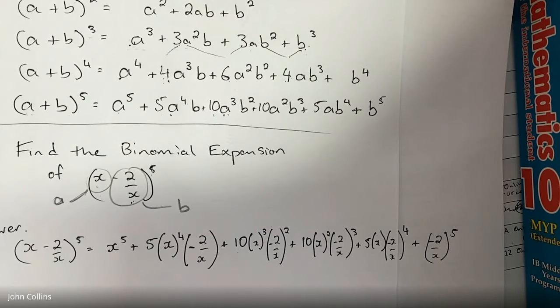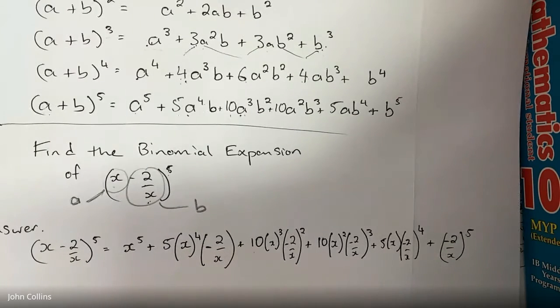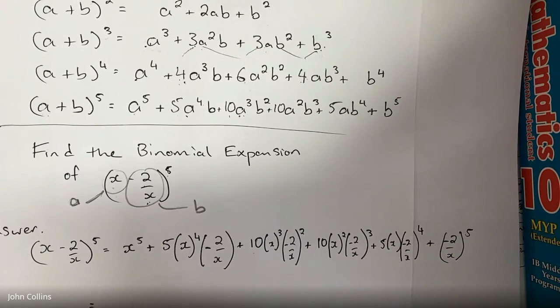All right, now at this stage, I've done the substitution. All I need to do now is tidy this up and use the rules I know of indices and multiplication with algebra, and hopefully it'll all just come out and tidy up nicely. Well, let's see how it works. Step by step. First one, x to the power 5. Well, that's still going to be x to the power 5, so I'll leave that as is.